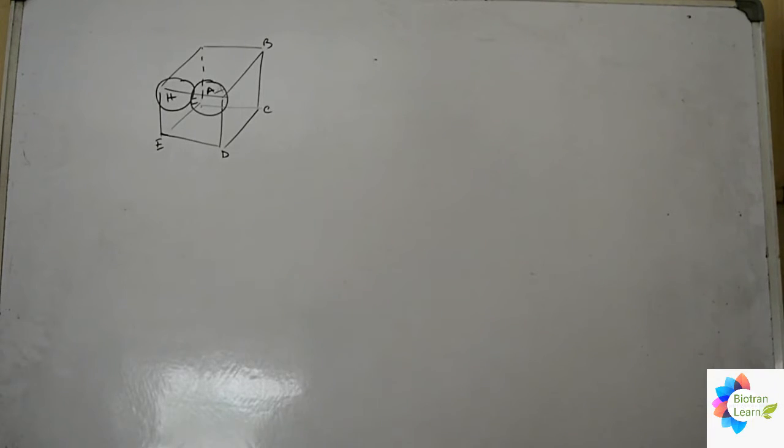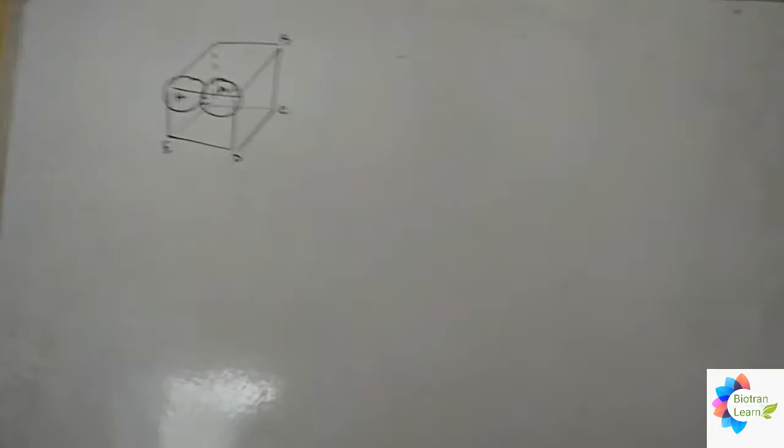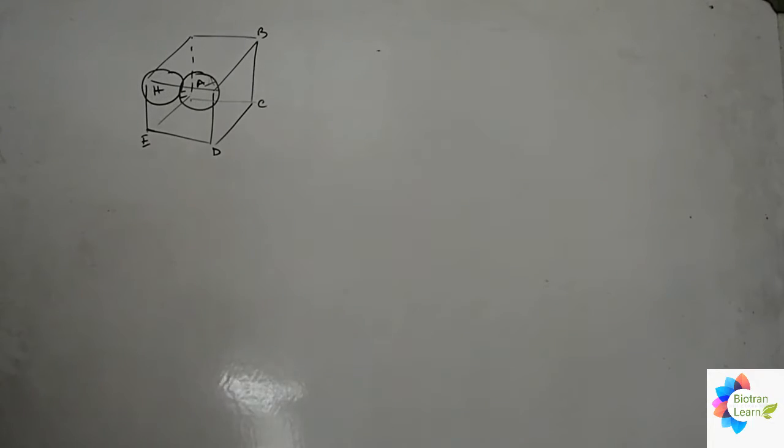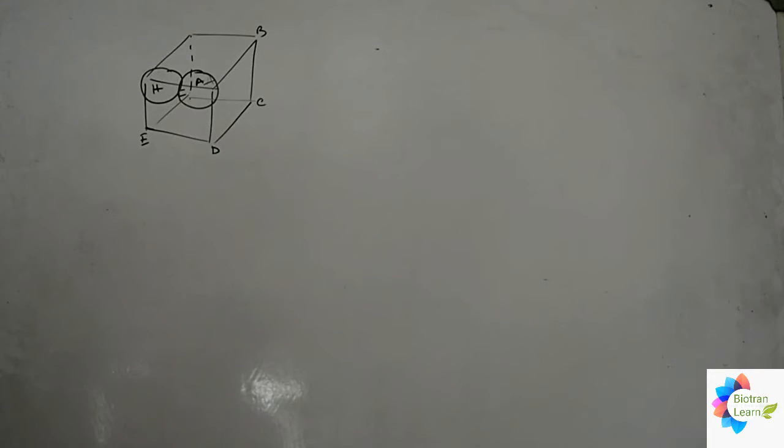This is the next topic. Here we will see the simple cubic lattice structure. In this particular case I have drawn a primitive cubic structure, right? And afterwards we can calculate the packing efficiency.